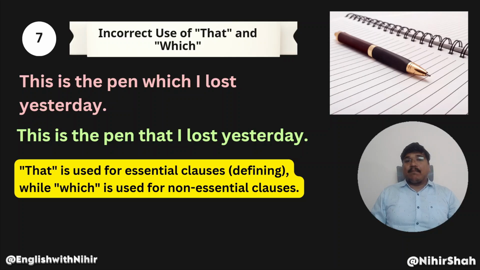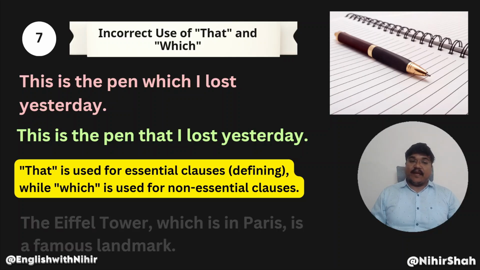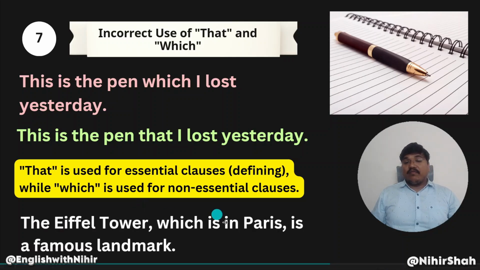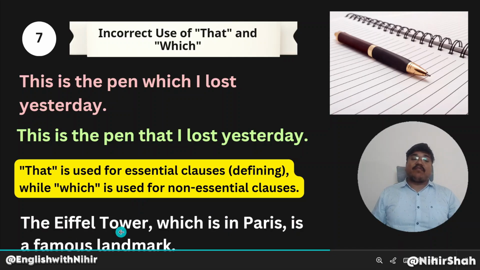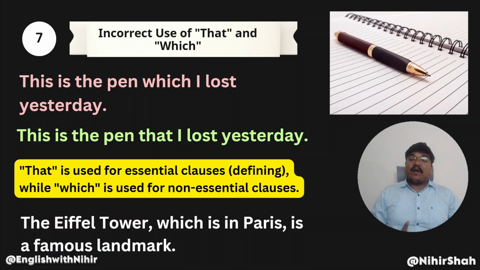Now let me give you an example where which is used in the correct way. The Eiffel Tower, which is in Paris, is a famous landmark. See, here we haven't used that. Why? Because this is a non-essential clause. Non-essential means even if you remove this clause, the meaning won't change. Okay. So please remember that is used with an essential clause and which is used with a non-essential clause. To know more about clauses, links will be in the description. You can check after this video.